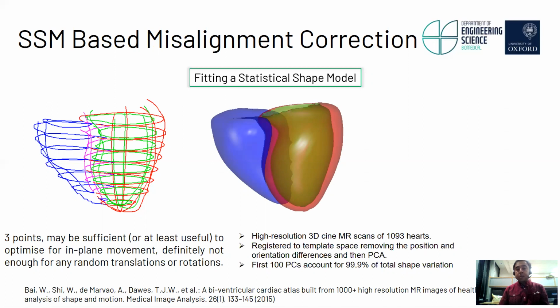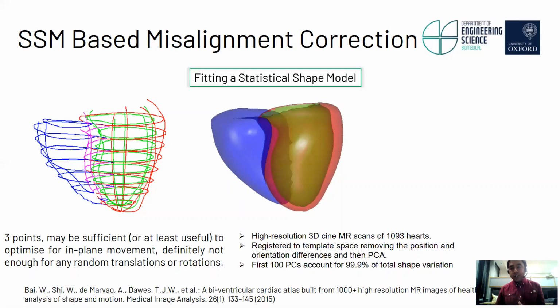Now this shape model has been generated from high resolution 3D cine scans from 1093 subjects. The hearts were first registered to the template space, and then the principal component analysis method was applied. The first 100 principal components from the model can account for a total of 99.9% of the total shape variation. So this model can give us a good enough representation of the heart from these sparse slices.